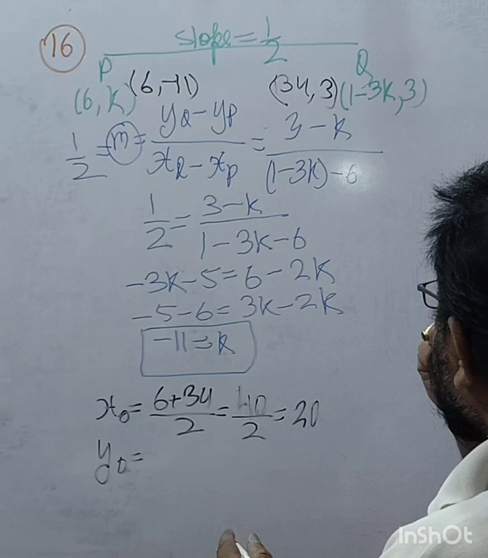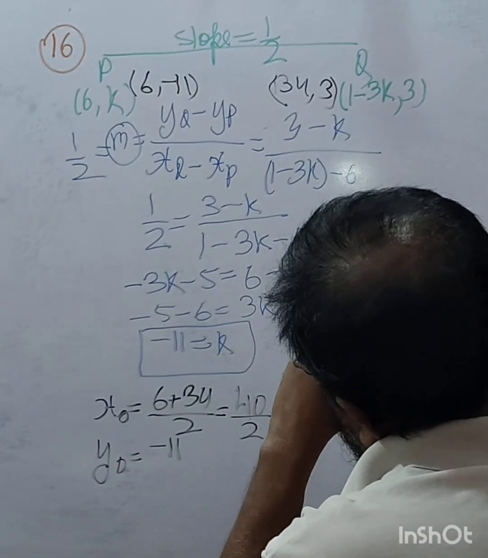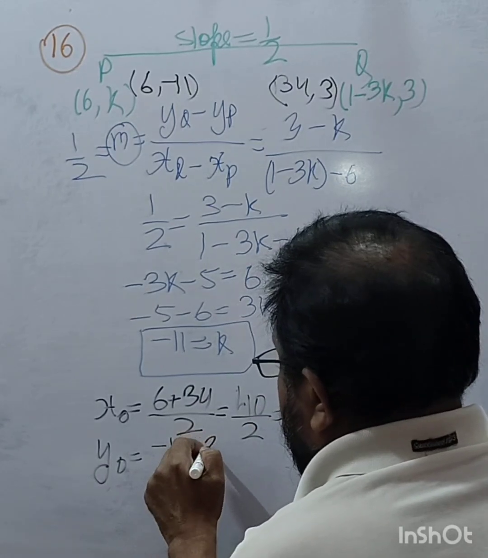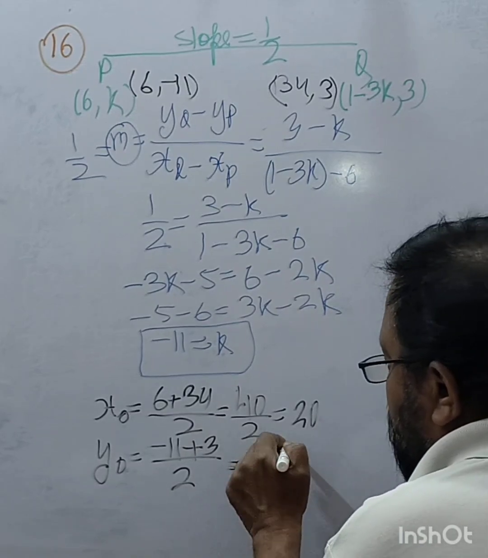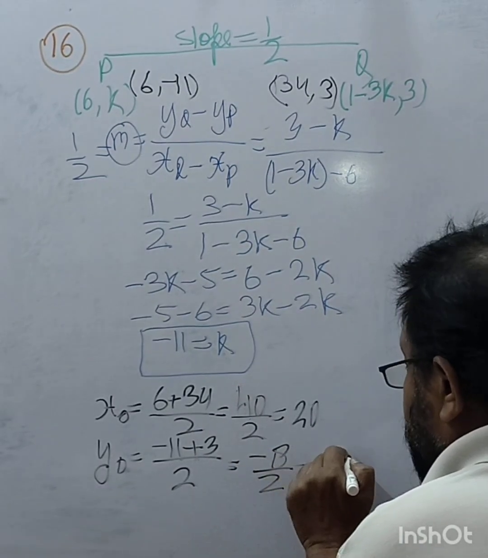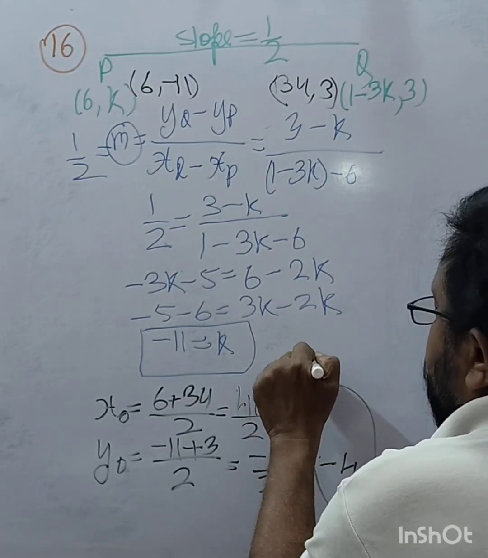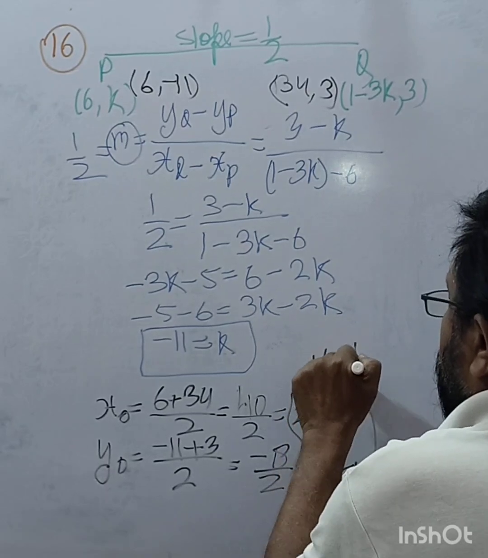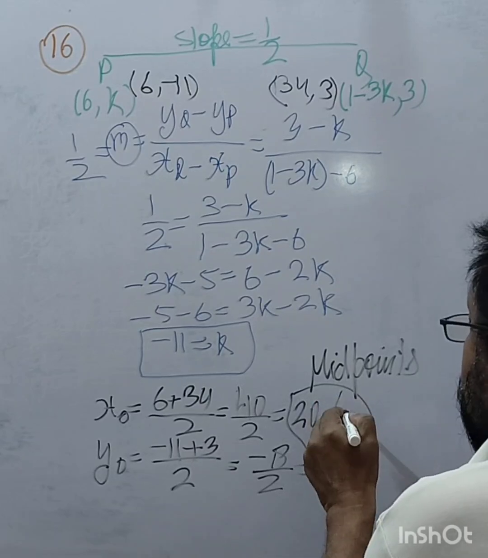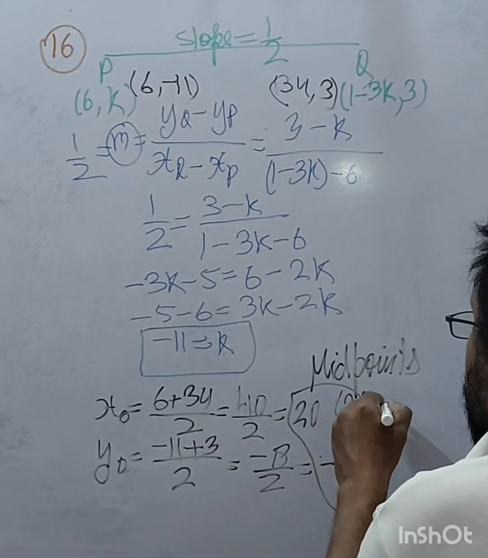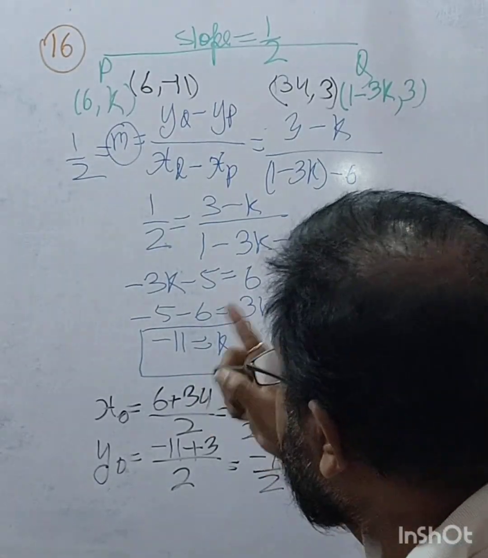Y0 is equal to (minus 11 plus 3) upon 2, becomes minus 8 upon 2, becomes minus 4. So the midpoint coordinates are (20, minus 4). Okay? This is (20, -4).